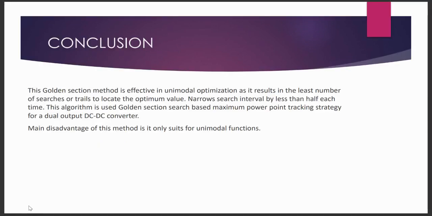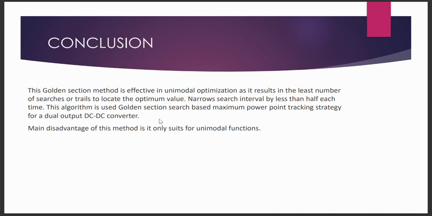So coming to the conclusion part, the method is effectively used in unimodal optimization. It results in the least number of searches or trials to locate the optimal value. It narrows the search interval by less than half each time. They used a golden section search based maximum power point tracking strategy for a dual output DC to DC converter, generally used in the feedback form.